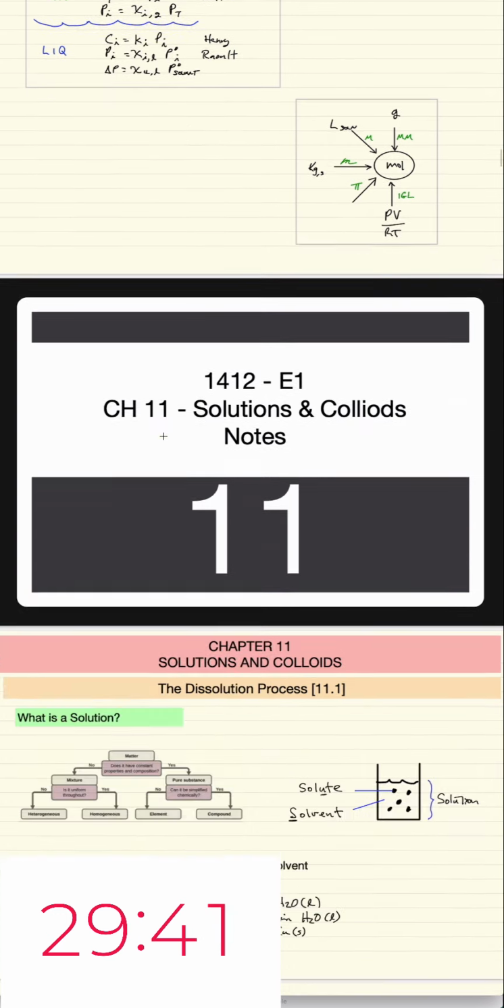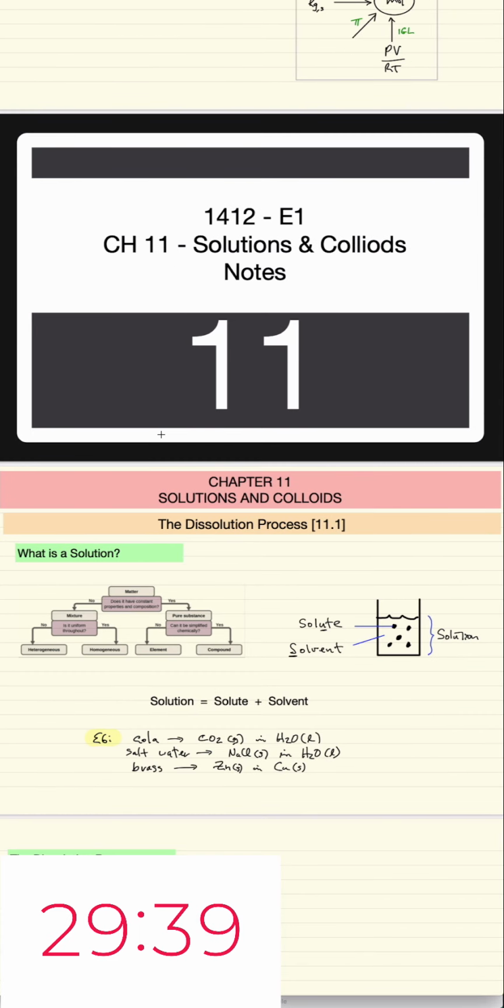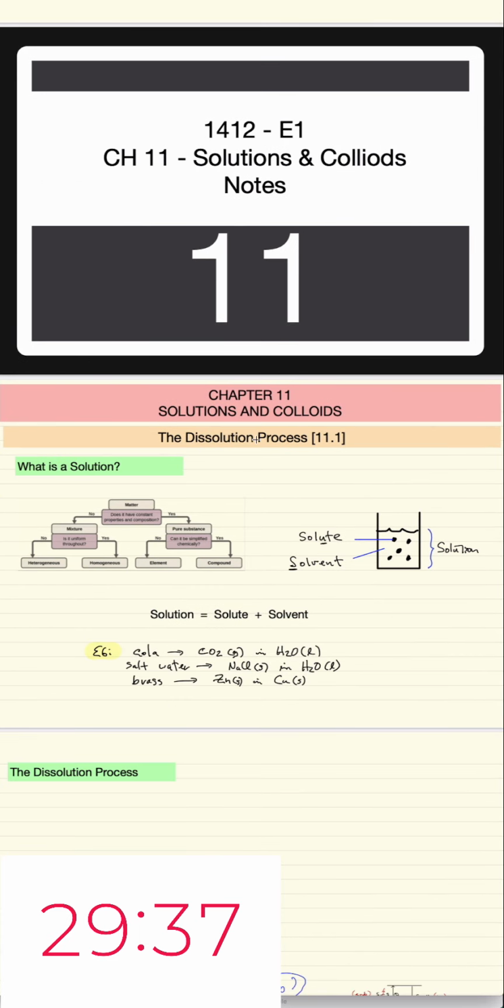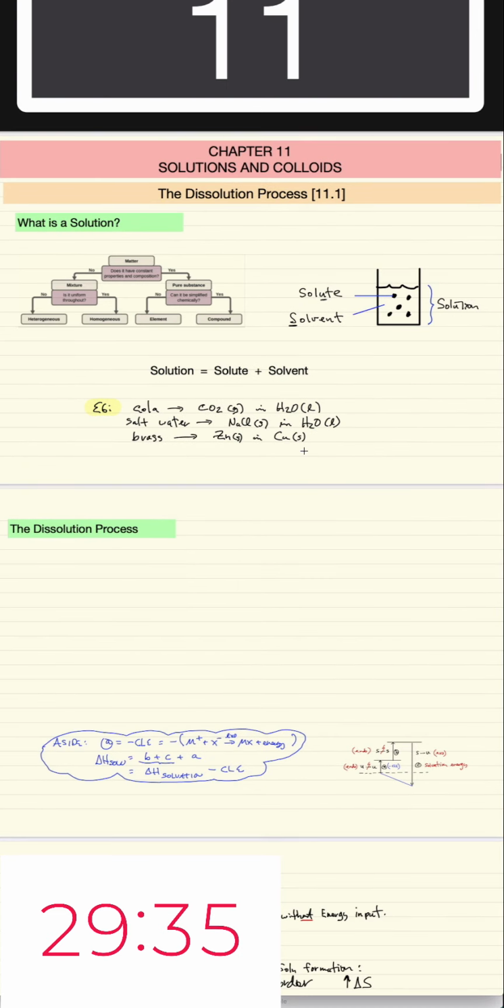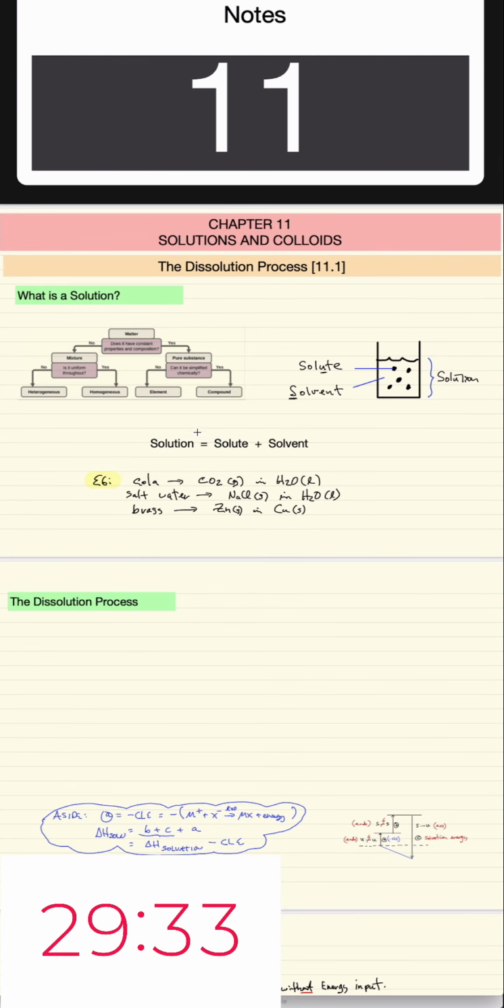Let's see what I want to do. Let's go really quick to chapter 11. There's this thing called the dissolution process, which I don't have the diagram on this, but it basically is this. It's trying to get you to understand the process by which something dissolves. It's a little more complicated than you might think.